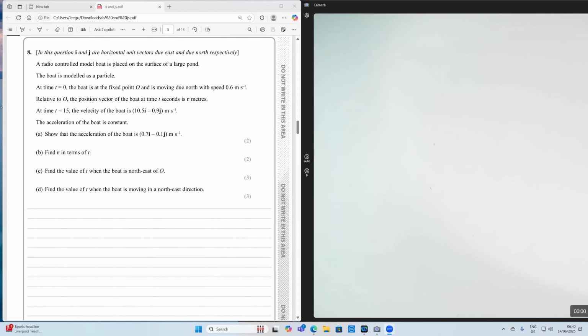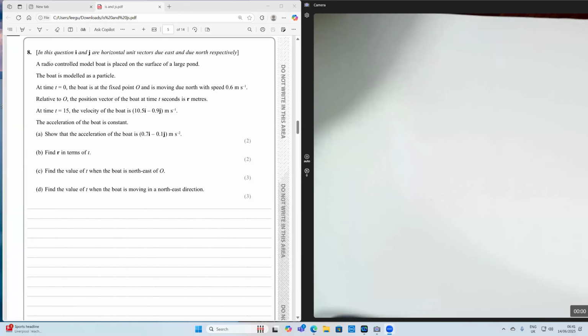A radio-controlled boat is placed on the surface of a large pond. The boat is modelled as a particle. At time t equals 0, the boat is at a fixed point O and is moving due north with a speed of 0.6 meters per second. Relative to O, the position vector of the boat at time t seconds is r meters. At time t equals 15, the velocity of the boat is 10.5i minus 0.9j, and the acceleration of the boat is constant.